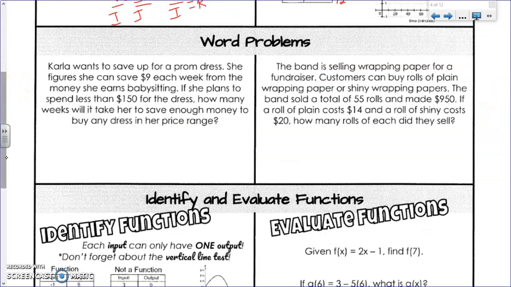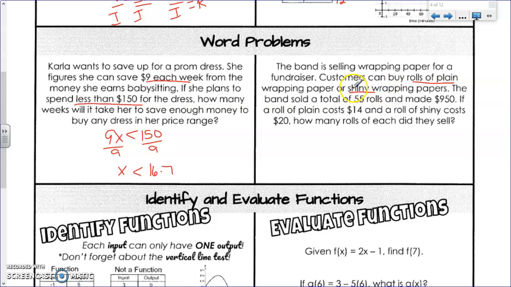Okay, let's look at some word problems here. Carla wants to save up for a prom dress. She figures she can save $9 each week from the money she earns babysitting. If she plans to spend less than $150, how many weeks will it take to save enough money? So it's 9 times X, which is the weeks, is less than 150. We're going to divide by 9. So X is less than 16.7. So approximately 16.7 weeks.